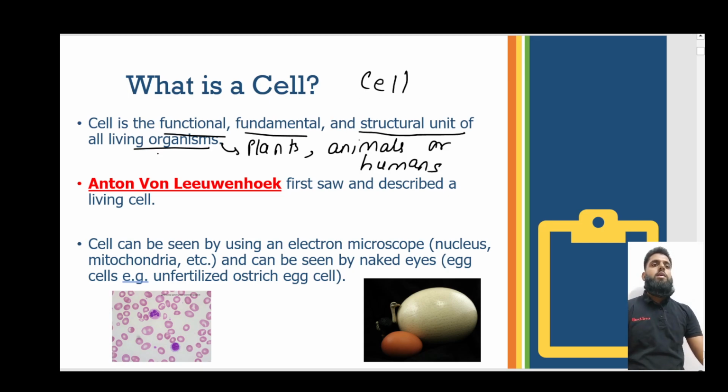Now, first of all, Anton van Leeuwenhoek first saw and described a living cell. A cell can be seen by using a microscope. A microscope is a device by which we can see cells, because cells are very tiny particles we cannot see by our naked eyes. Nucleus, mitochondria, etc. cannot be seen by naked eyes. But some cells can be seen, for example, an egg cell, such as an unfertilized ostrich egg.